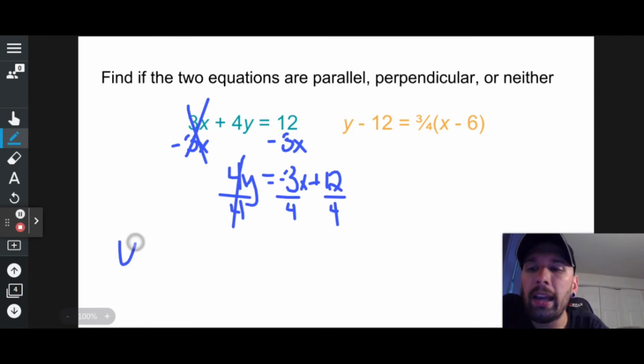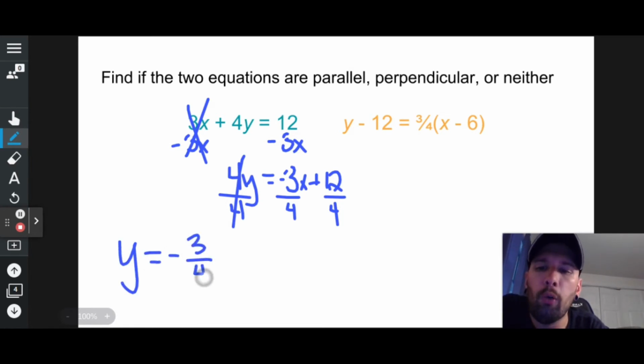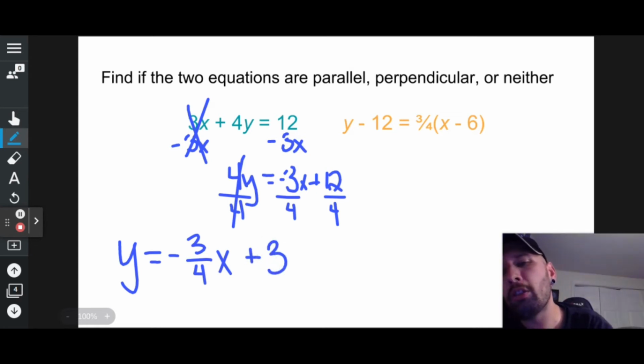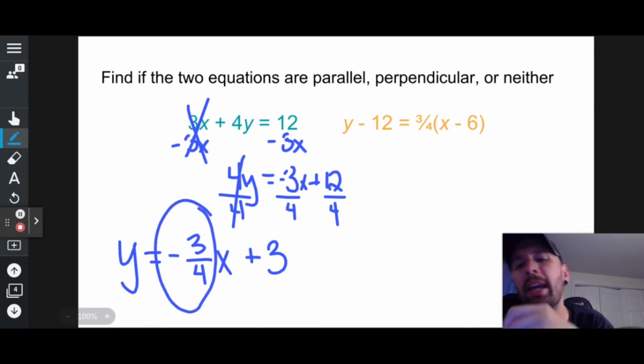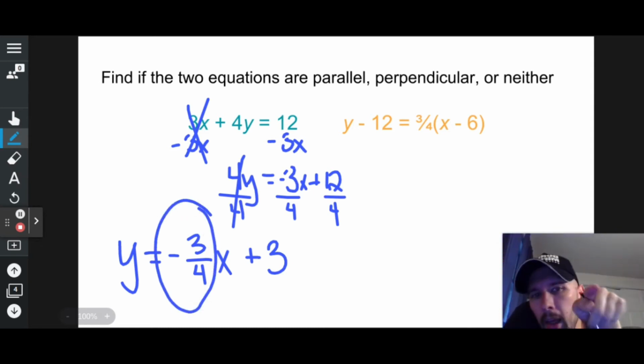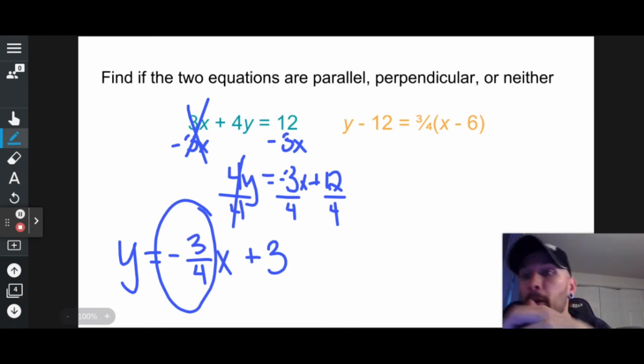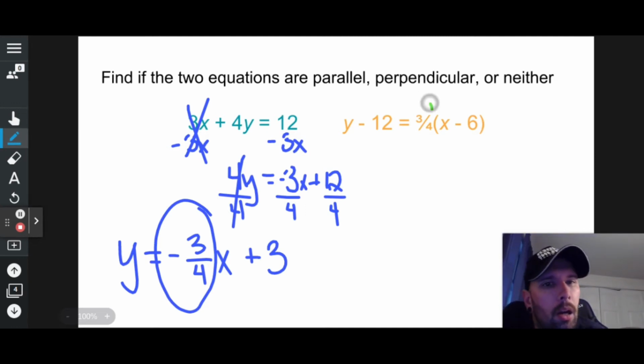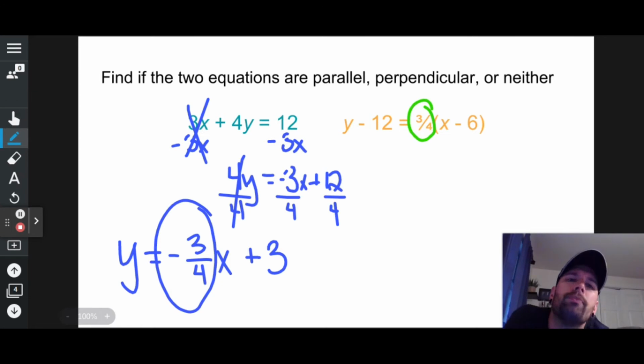Well, now that y is all by itself, the slope is negative 3 over 4, because when y is all by itself, the slope is the number in front of x. So my slope for the blue guy is negative 3 over 4. That is point slope form. When you're in point slope form, the number in front of the parentheses is my slope.